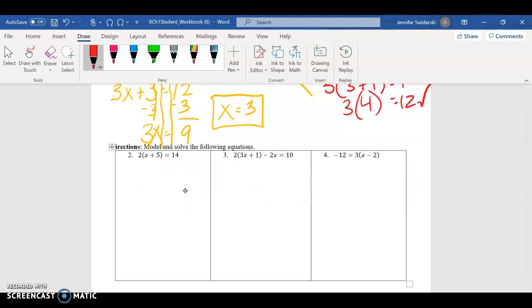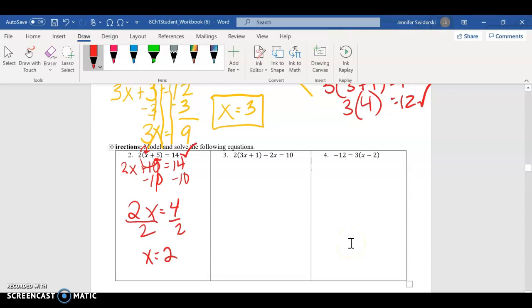Number 2, we're going to distribute. So 2 times x gives me 2x. 2 times 5 gives me 10. So I get 2x plus 10 equals 14. I want to get x by itself. So I'm going to stay nice and organized and subtract 10 on both sides. I get 2x equals 4. Divide both sides by 2. And x is 2. I could plug that back in. 2 plus 5 is 7. 7 times 2 is 14. Yes, that is correct.